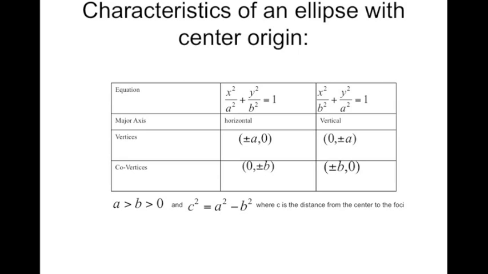So that gives us the position of the vertices and the covertices. And underneath this chart is an important equation that tells us about the foci. c squared equals a squared minus b squared, where c is the distance from the center to the focus. Okay, a is the distance from the center to the vertex, the further away one. b is the distance from the center to the covertex. And c is the distance from the center to the focus. This equation looks a whole lot like the Pythagorean theorem, but it's a minus instead of a plus, so there's a little bit of a difference there.